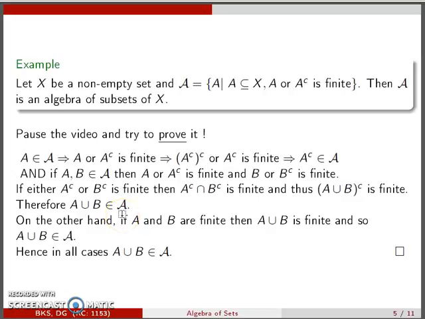If neither A complement nor B complement is finite, that means A and B are finite, that means A union B is finite, and hence again we conclude that A union B is in script A. That means script A is an algebra.